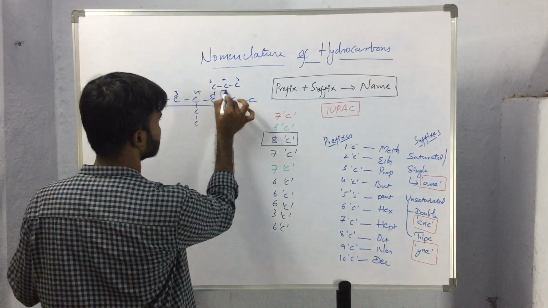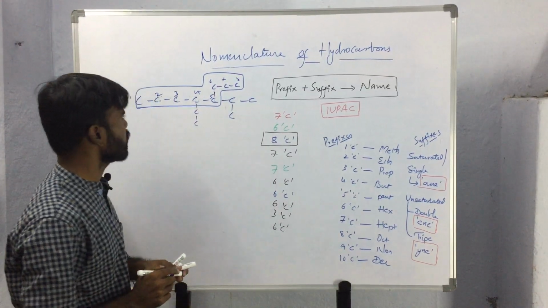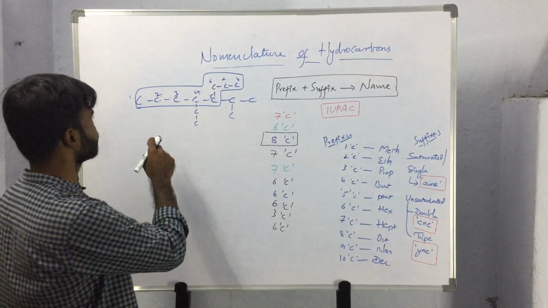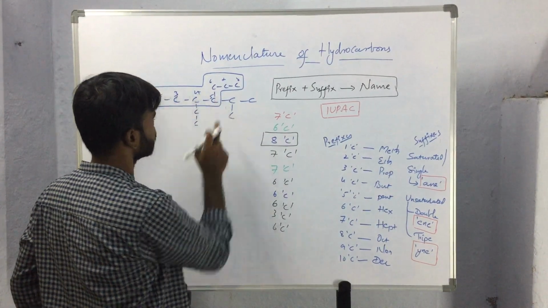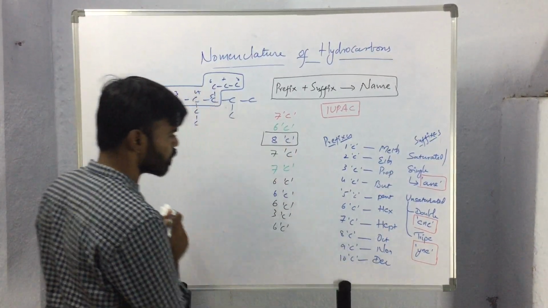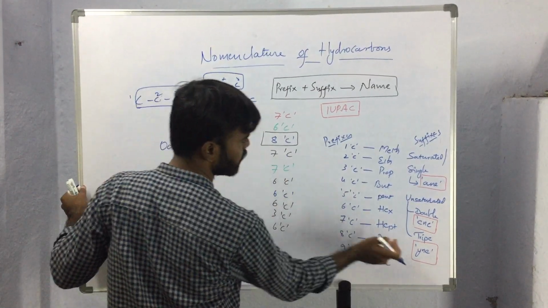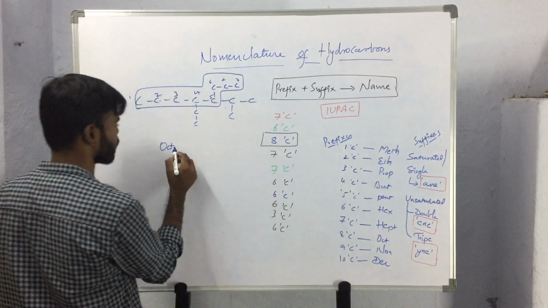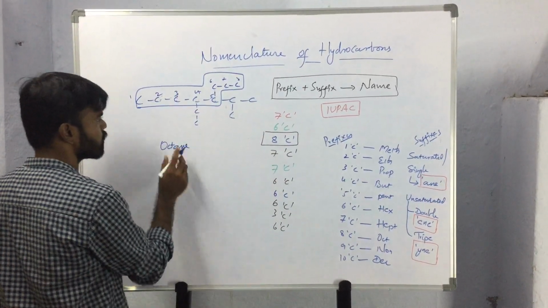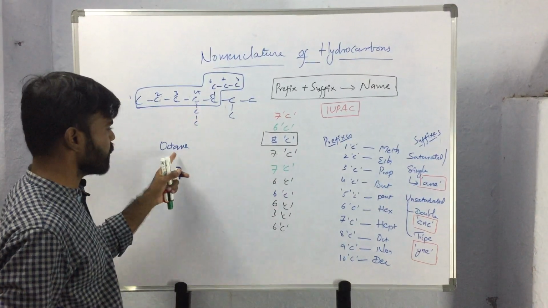So this chain is the longest possible continuous chain. Okay, as it is having 8 carbon atoms, we will select the prefix oct, and as it is having only single bonds, we will be selecting the suffix ane. So the name of the parent chain will be octane.